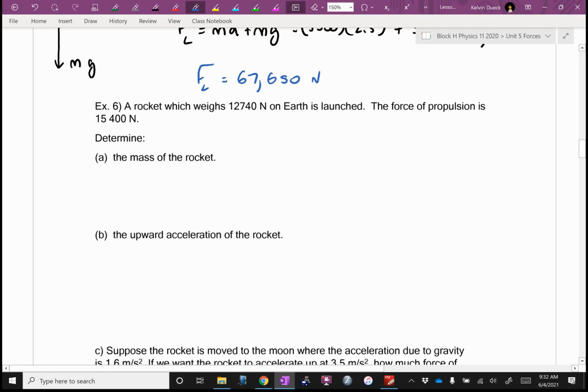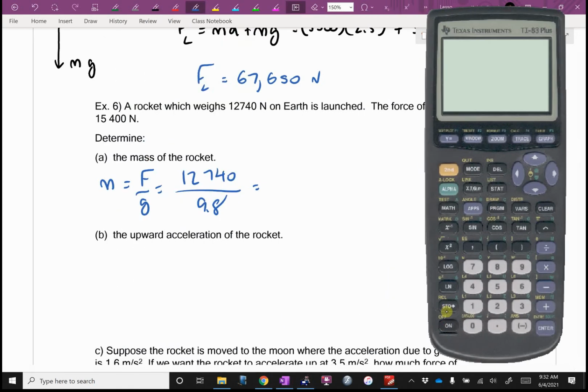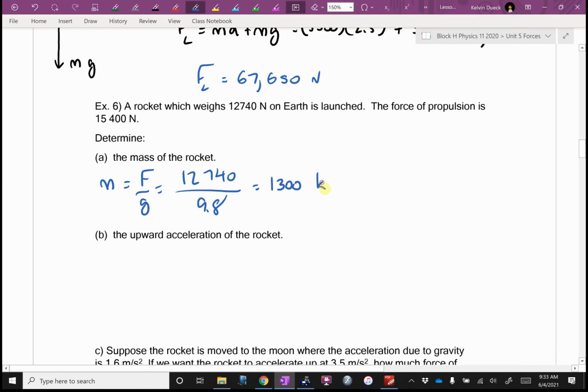That's the weight. Okay, if they tell me the weight, how do I figure out the mass? It's really Newton's theorem in disguise. We're getting the m by itself. It's going to be F divided by g. It's going to be 12,740 divided by 9.8. You get 1,300 kilograms? Okay.